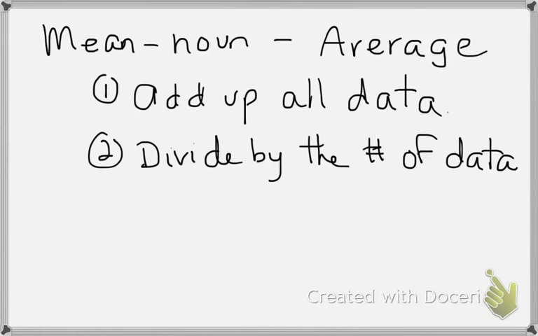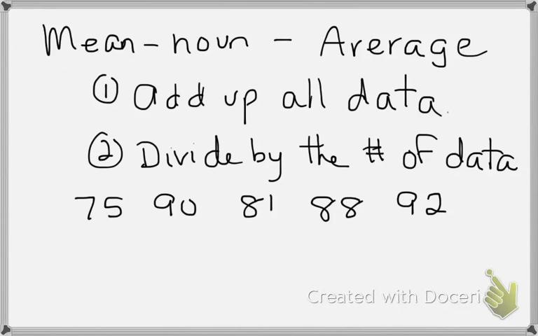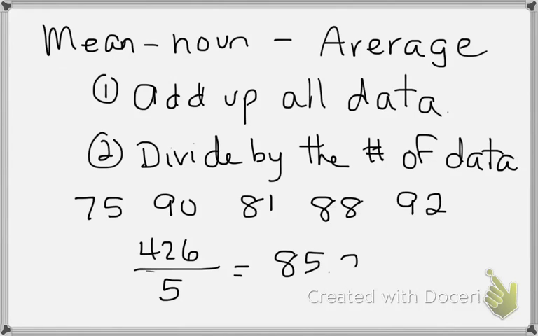Let me do just one example of this. Let's pretend you have a couple of quiz grades here. 5 numbers: 75, 90, 81, 88, and 92. You would start by adding them all together. You get 426. That was step number 1. Then you divide by 5, because there are 5 numbers. It comes out to be exactly 85.2, and that's called the mean or the average.